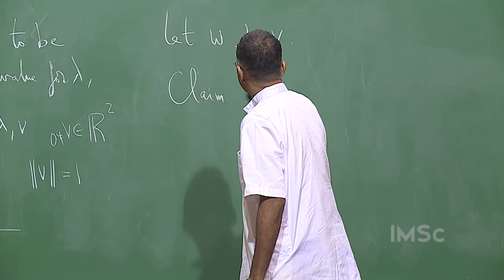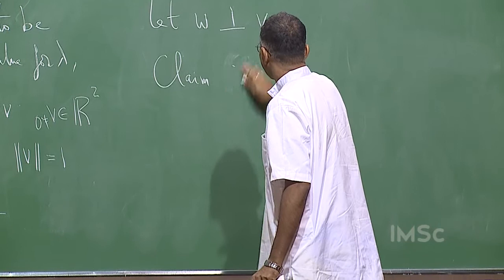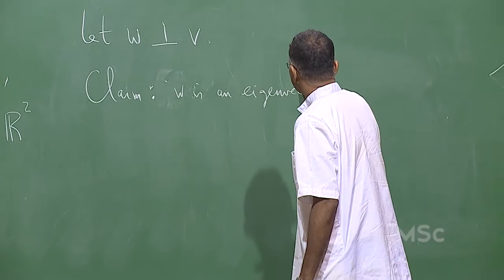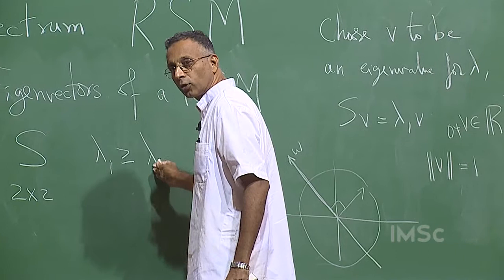Is W an eigenvector? If it is, it had better be an eigenvector with eigenvalue lambda 2, because that's the other eigenvalue. Okay? So let's go ahead and prove this. How do you prove this?